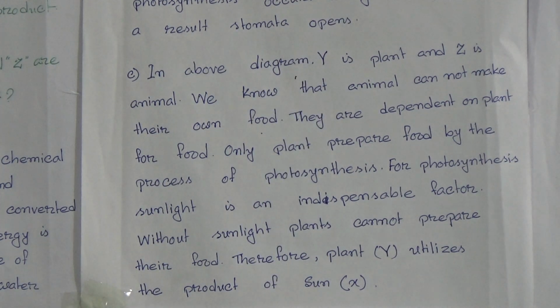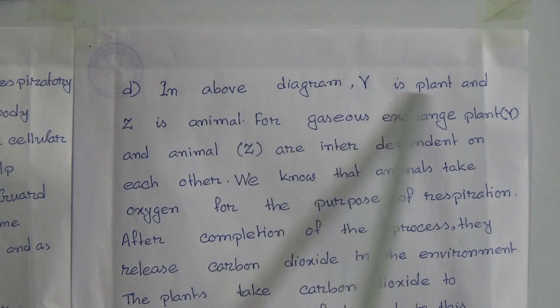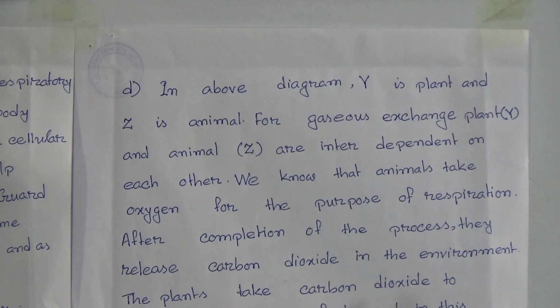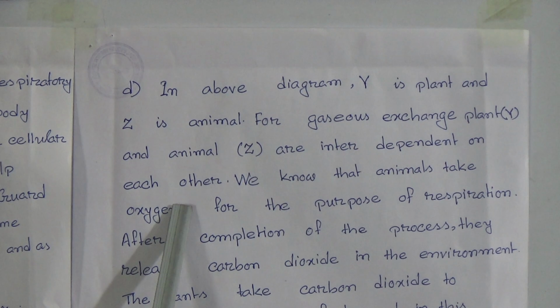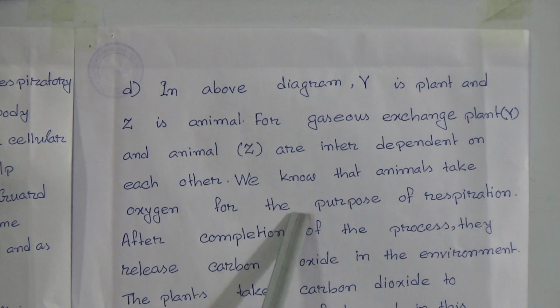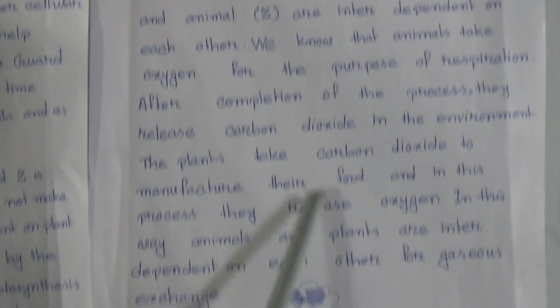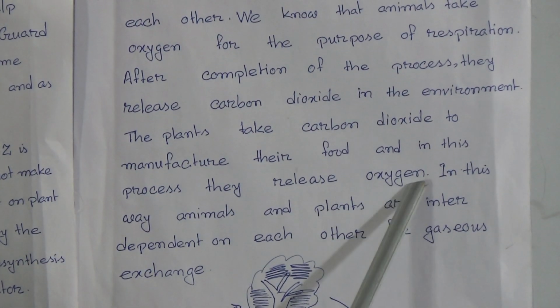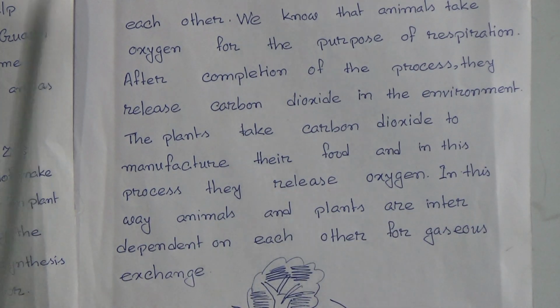Now, question number D. For gaseous exchange, how are Y and Z interdependent on each other? Write with arguments. Answer. In the above diagram, Y is a plant and Z is an animal. For gaseous exchange, plant Y and animal Z are interdependent on each other. We know that animals take oxygen for the purpose of respiration. After completion of the process, they release carbon dioxide in the environment. The plants take carbon dioxide to manufacture their food, and in this process they release oxygen. In this way, animals and plants are interdependent on each other for gaseous exchange.